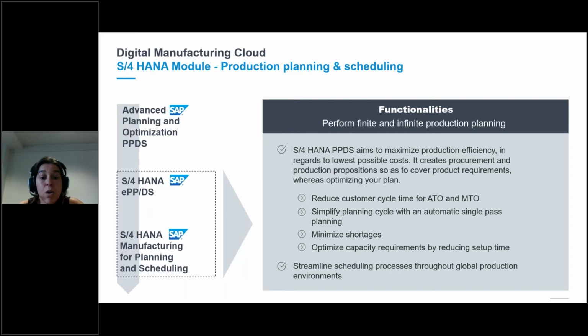Everything helps companies to determine what, when, and where to make or buy, considering equipment and production facilities by executing an MRP and CRP. The goal is to maximize the efficiency of production and reduce cost to the lowest. The output, which is a finite capacity plan, helps companies to reduce the customer cycle times, simplify planning, minimize shortages, and optimize capacity.